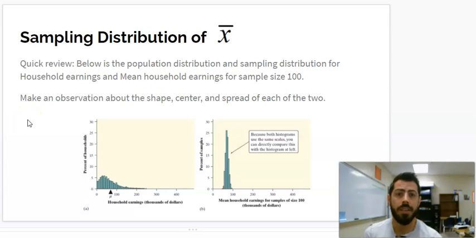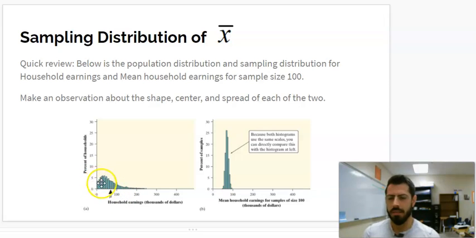Sample means. All right, so just again, quick recap. Note the two distributions we have here. For this distribution, we see that it is skewed right. It has a mean about right there. We'll call that 75. And it's not normally distributed. This is household earnings in thousands of dollars, right?